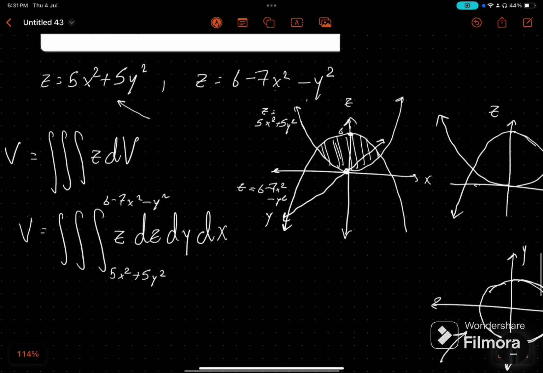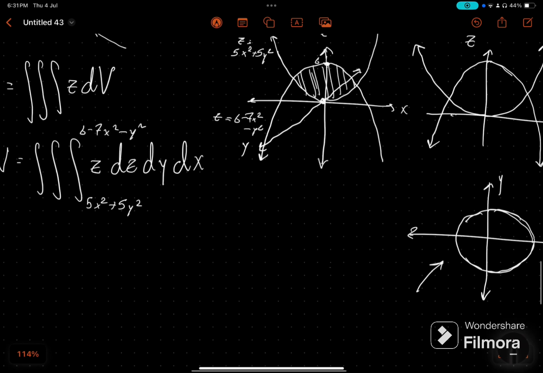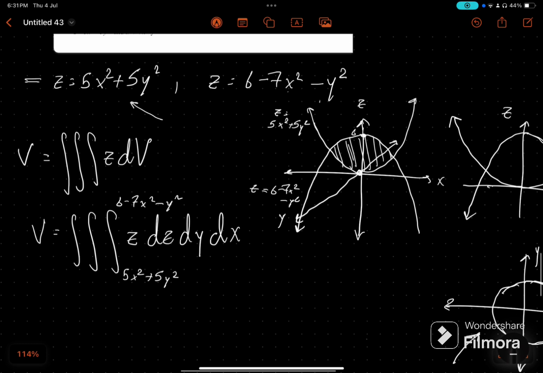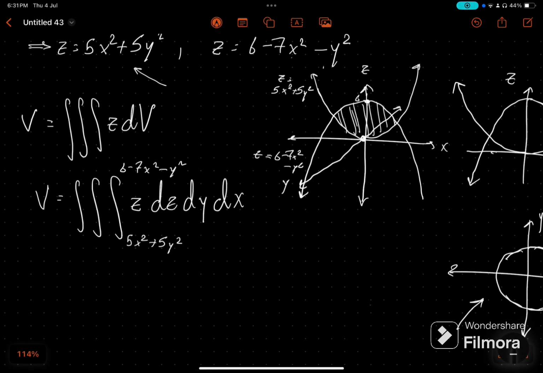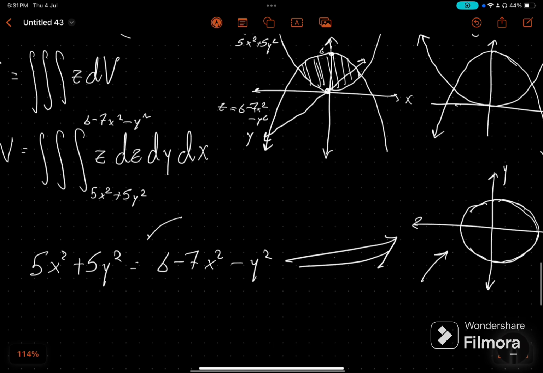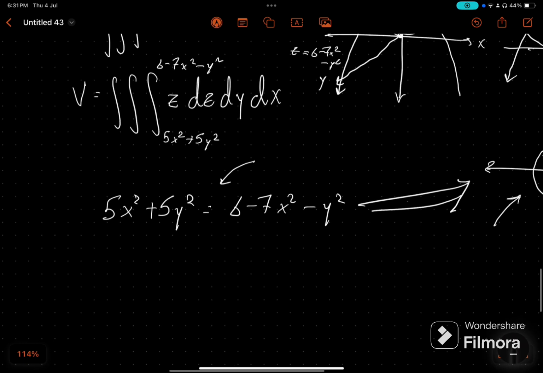And for our y, if we want to find it, we need to find the intersection between the two surfaces. The intersection is found by just equating the z's. So we have 5x squared plus 5y squared equal to 6 minus 7x squared minus y squared, which is basically what we have here. The function we get from here is either a circle or an ellipse. So let's see which it is.